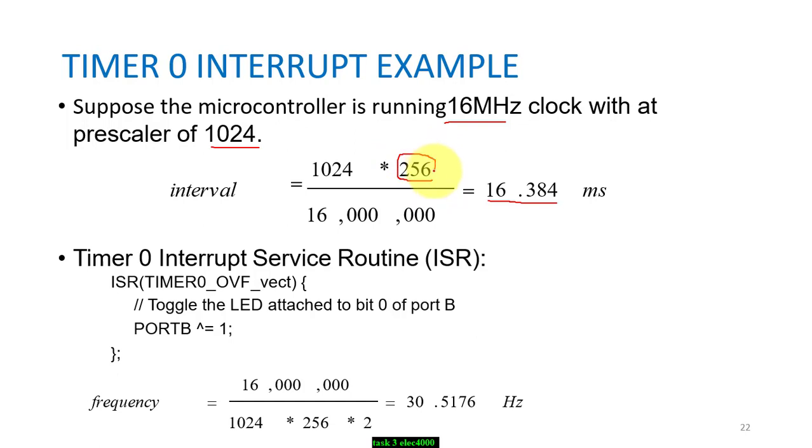This means this timer will count from 0 up to 256. This is my maximum count in 16.384 milliseconds, because the frequency over prescaler will be the frequency, and 1 over frequency is time, so we get this part. Now, to use timer 0 as overflow, we are going to use this line, which is ISR TIMER0_OVF_vect, which is the vector. Then inside it you write your function.